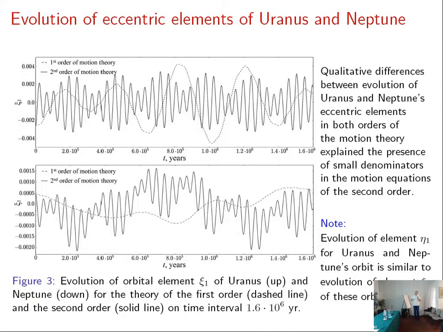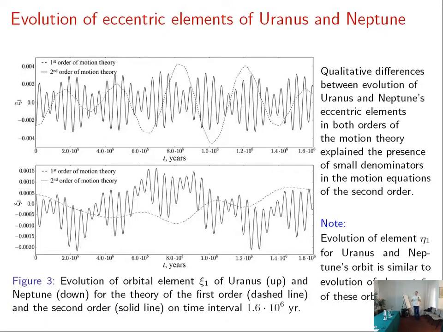We can see that the periods of the change of eccentric elements are greatly reduced in the second approximation of motion theory. These qualitative differences between evolution of eccentric elements in both orders of motion theory explain the presence of small denominators in the motion equations of the second order.